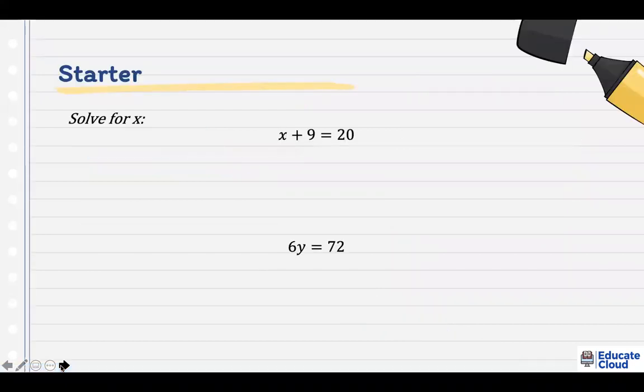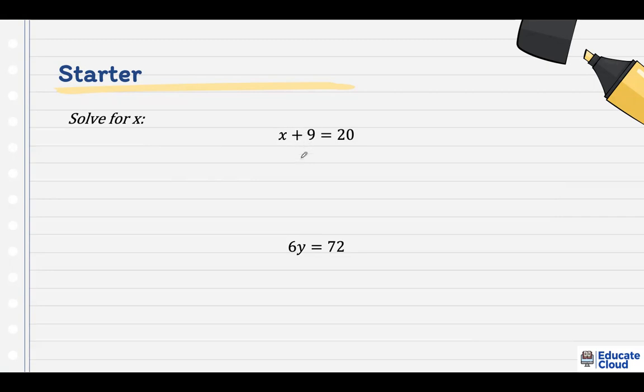As a starter, I'd like you to have a go at this, so you can just pause the video. It does get harder than this, I promise, but have a go. With the first question, we're solving for x. Remember, we always do the inverse. You could guess that x is 11, but the method that will work for the harder ones as well is to do the inverse operation.